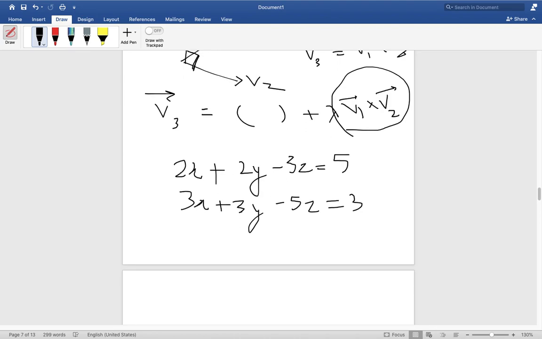What will I get? 6x plus 6y minus 9z is 15. 6x plus 6y minus 10z is 6. Subtract the two.